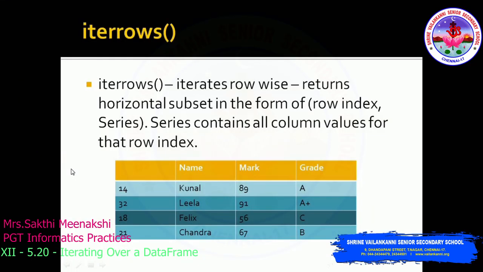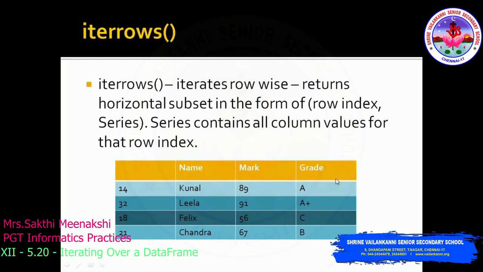The first one is the iterrows method. This method iterates row wise, so you can see it here. All the values it takes, the whole row values will be taken. So what is the value it returns? It returns a horizontal subset in the form of row index and series. So this is the row index along with the series. This series contains all the column values for that row index. Okay, so if you take 14, all the column values are Kunal, that is the name column, Mark is 89 and grade is 8. So all these values will be taken.